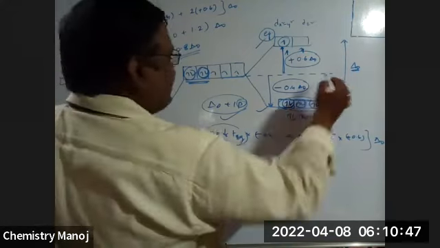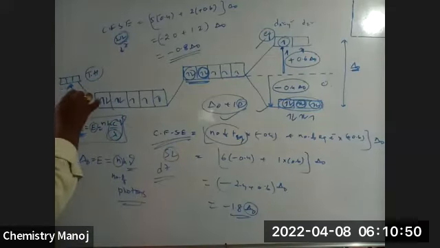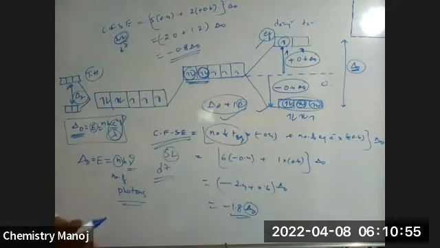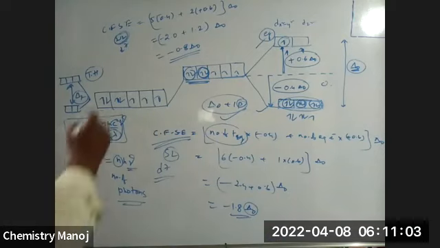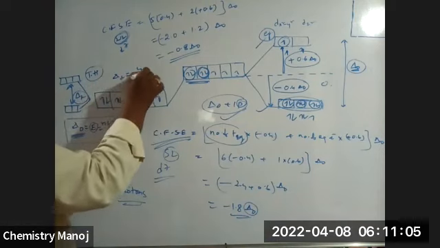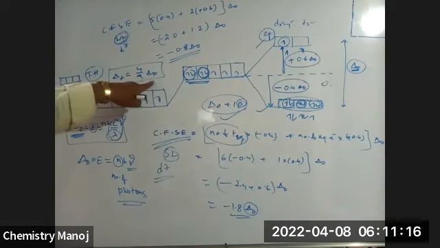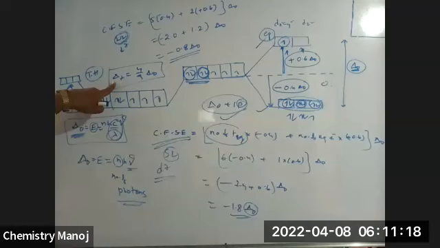This is the tetrahedral case and this is the octahedral case. This splitting is delta T, the tetrahedral crystal field splitting, and this splitting is delta naught. Where there are more ligands, there is more splitting. The relation is delta T equals 4/9 delta naught. So if delta naught is given, the question may ask for delta T by giving delta naught. Clear?